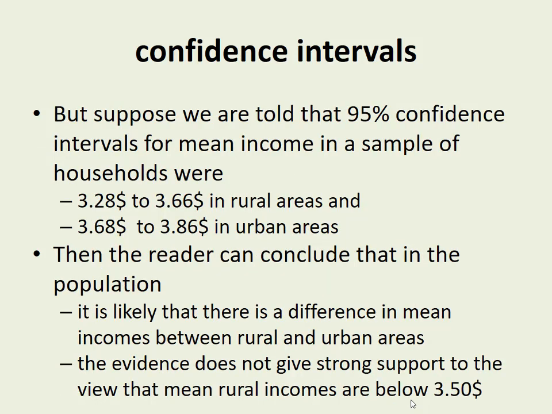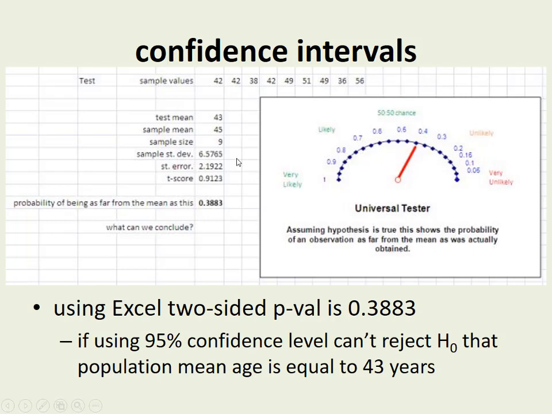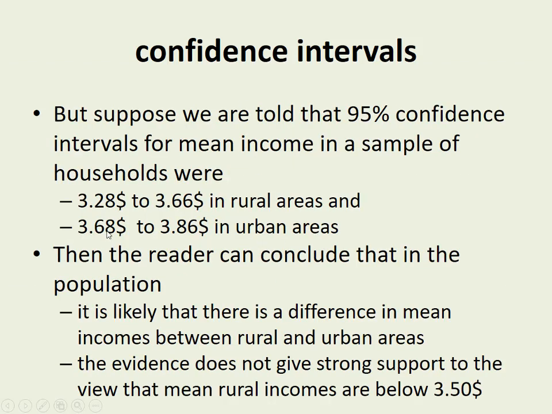However, if you also give the reader this information, based on a calculation, that 95% confidence intervals in each area, based on the samples, were this for rural areas, this for urban areas, then this is saying that in the population we don't know exactly what the rural mean is, but we think it's somewhere between here and here for urban areas. Then you can conclude that yes, there is a difference in mean between rural and urban, because these do not overlap. This number is less. This is less than this, but you can't say there's strong support for the idea that rural incomes are below $3.50, because $3.50 is within this area.